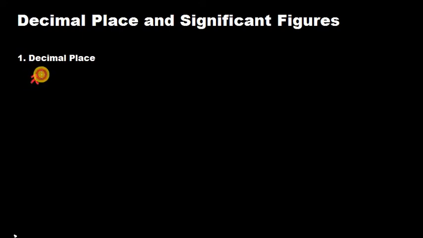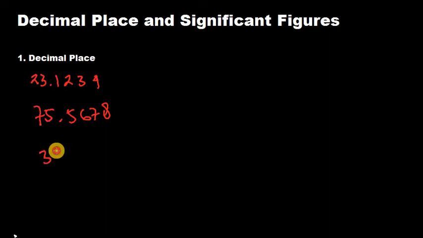Say we have 23.1234, and then we have 75.5678, and then let's say we have 39.99605. Let us try to change all of these numbers into two decimal places, or 2dp.